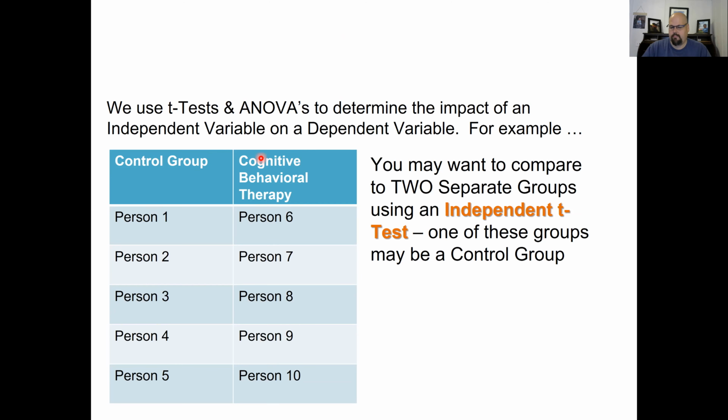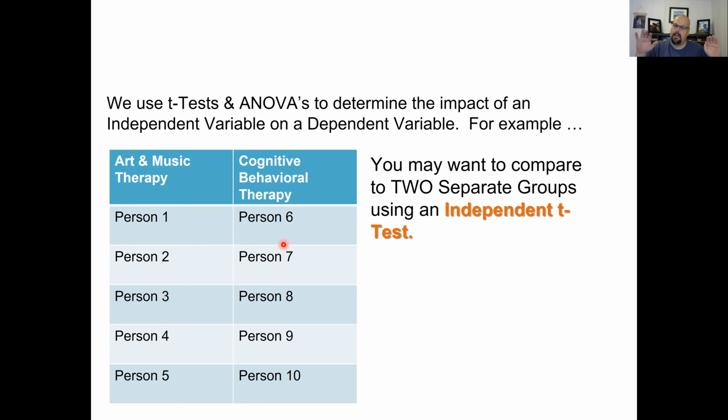Another one, independent t-tests, you could do two separate groups. Say you want to compare two different types of therapy, art music therapy and cognitive behavioral therapy. Which one works? Again, you have different individuals. So that's what person one, person two, person three means: you have different people in each of these conditions. And then for the cognitive behavior therapy, you're comparing with five other different people, separate. That's why they're independent. They're not related. They're completely separate, independent groups.